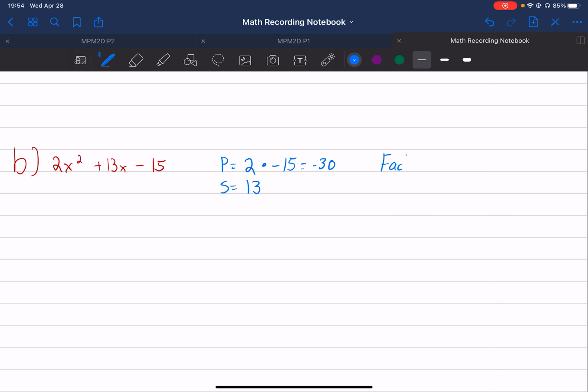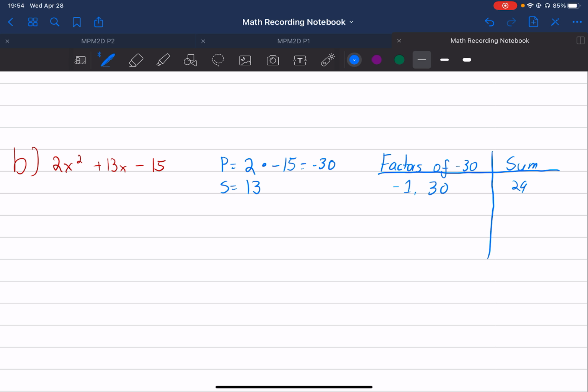So we want to find our factors of negative 30. Because we know that our product here is a negative, we know that one of our numbers is going to have to be negative and one of our numbers is going to have to be positive. That is how we're going to get a negative number. So we're going to try out different pairs in order to get that negative 30. Our first one, as always, is going to be negative 1 and 30. That's going to give us 29.